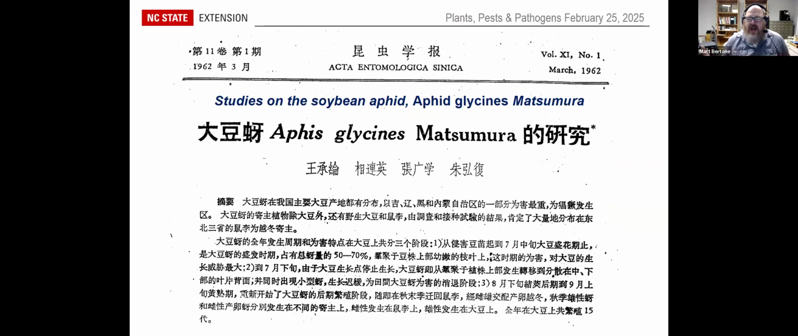And just to highlight why this type of binomial transcends language, here's a Chinese manuscript, and I know what this is speaking about because I know that Aphis glycinis is the soybean aphid. Even though there are all these Chinese characters in here, I know that this is about this because this transcends languages and cultures.